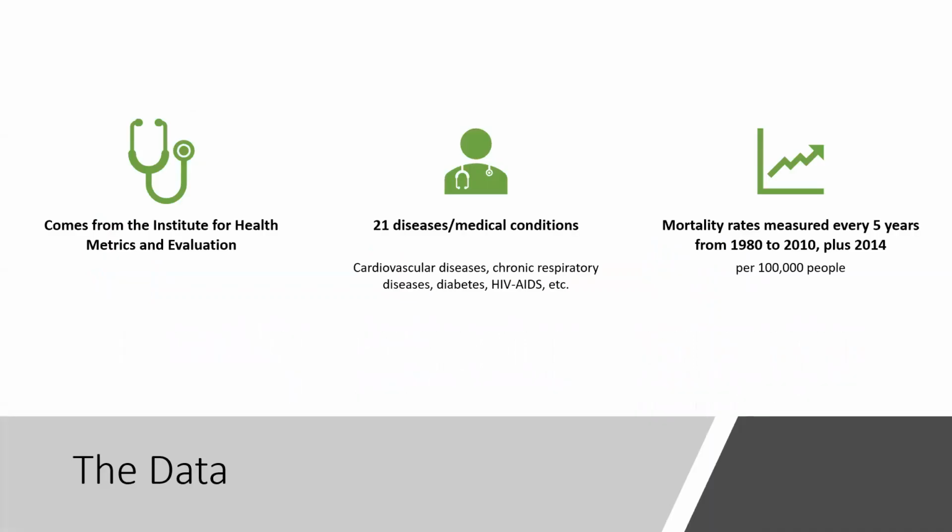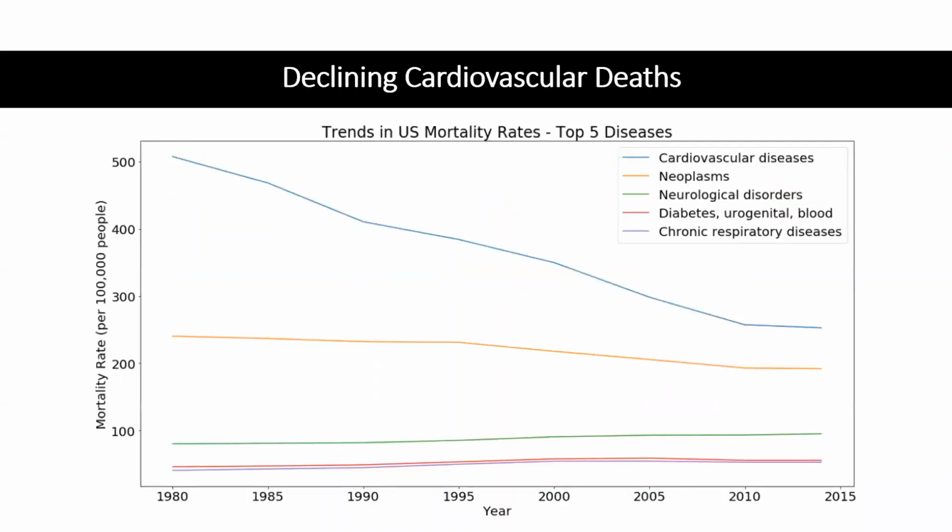Our data comes from the Institute for Health Metrics and Evaluation, and we look at 21 different diseases and medical conditions. We study mortality rates every 5 years from 1980 to 2014 and look at a per 100,000 people mortality rate. Our first key finding is that death rates have fallen quite a bit, and as we mentioned, this is due to cardiovascular deaths falling almost 40%.